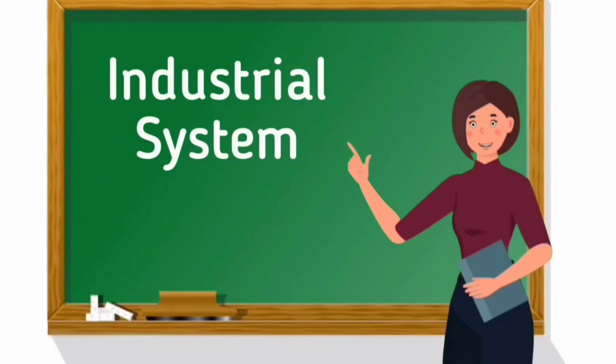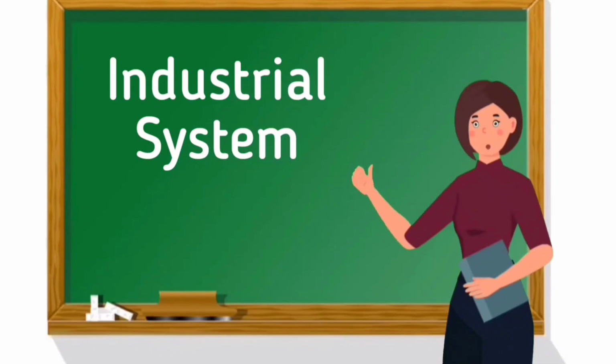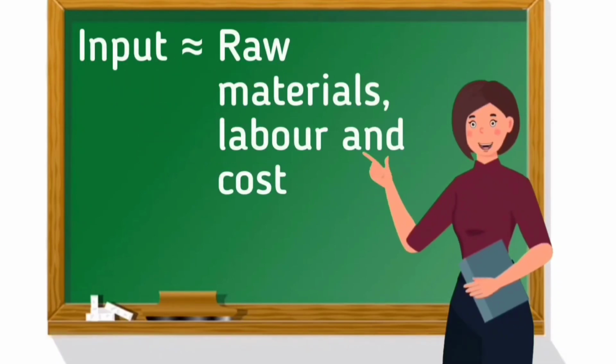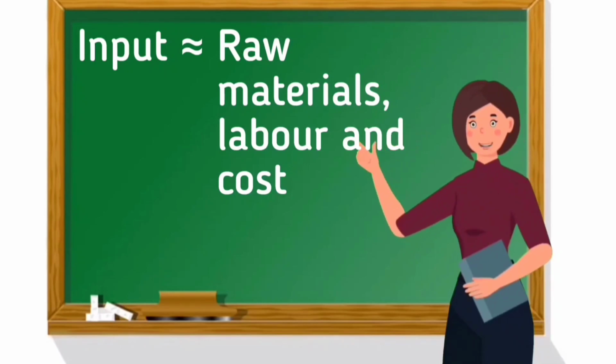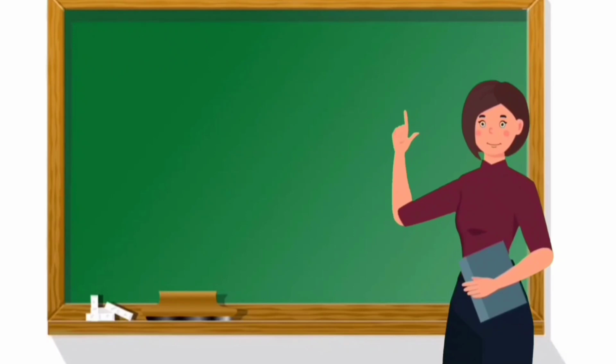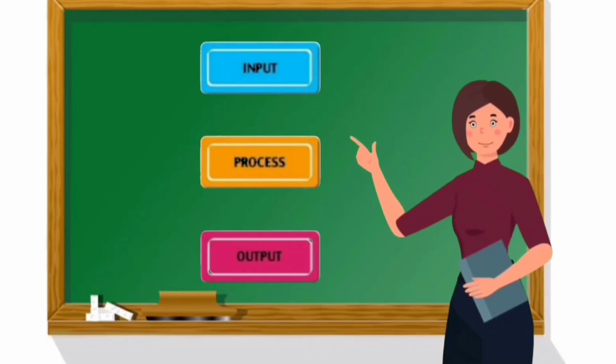Industrial system. What do you mean by industrial system? An industrial system consists of input, processes, output. The inputs are the raw materials, right? Labor and cost of land, transport, power and other infrastructure. The process includes a wide range of activities that convert the raw material into finished product. The output is the end product and income earned from it.